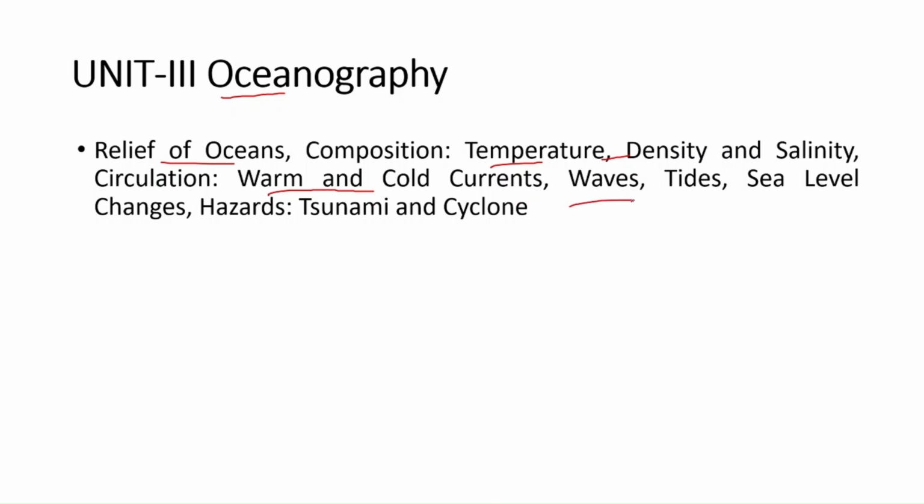Waves caused by the wind and tides, influenced by the moon and sun, shape our coastlines and affect navigation and marine ecosystems. Changes in sea level due to effects like global warming and melting ice are important for coastal areas. Then hazards like tsunamis and cyclones can have devastating effects. Understanding these elements helps us see how the oceans impact our world.